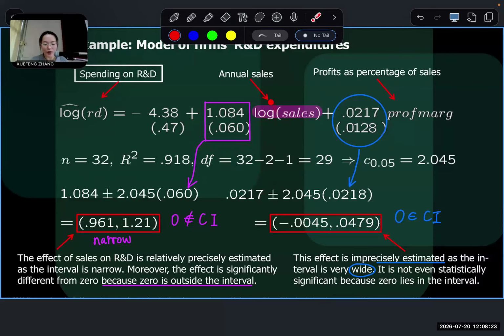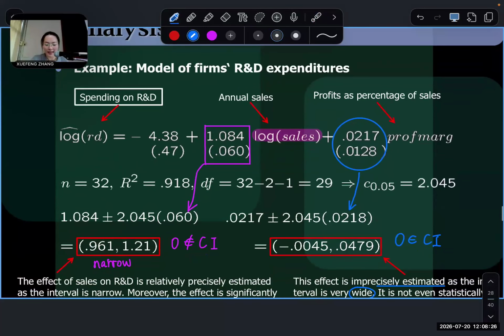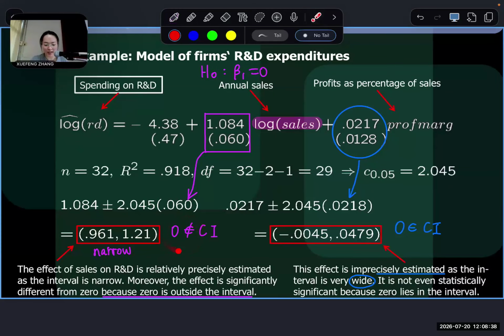So here, actually, for the pink one our hypothesis is beta 1 equals 0, right? That's why I showed you here, 0 is outside the interval, okay? So which means we can reject H0, our null hypothesis. For the blue, our hypothesis is beta 2 equals 0, right? And since 0 is inside this interval, which means we cannot reject H0, okay?